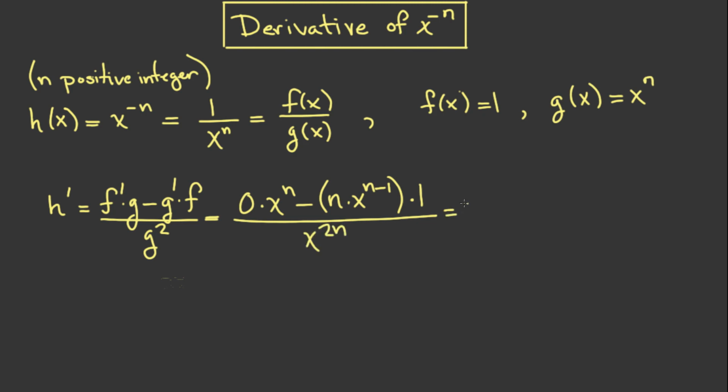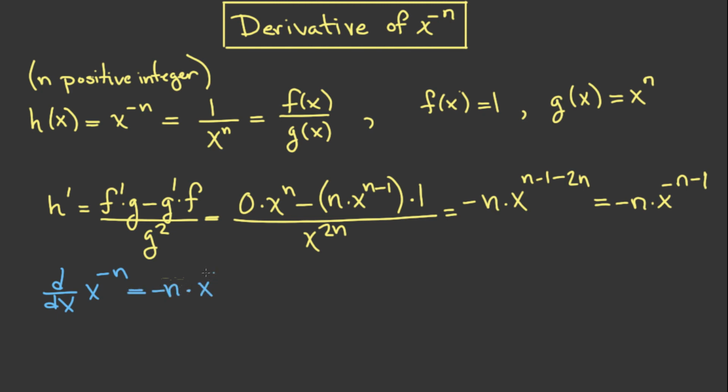Simplifying this, I get that this is equal to negative n times x to the n minus 1 minus 2n. And n minus 2n is negative n, so this is equal to negative n times x to the negative n minus 1. So let's just go ahead and rewrite that. That means that we have just shown, using the quotient rule, that the derivative with respect to x of x to the negative n is equal to negative n times x to the negative n minus 1. And we've just said that this holds for n a positive integer, because that makes this power a negative integer.